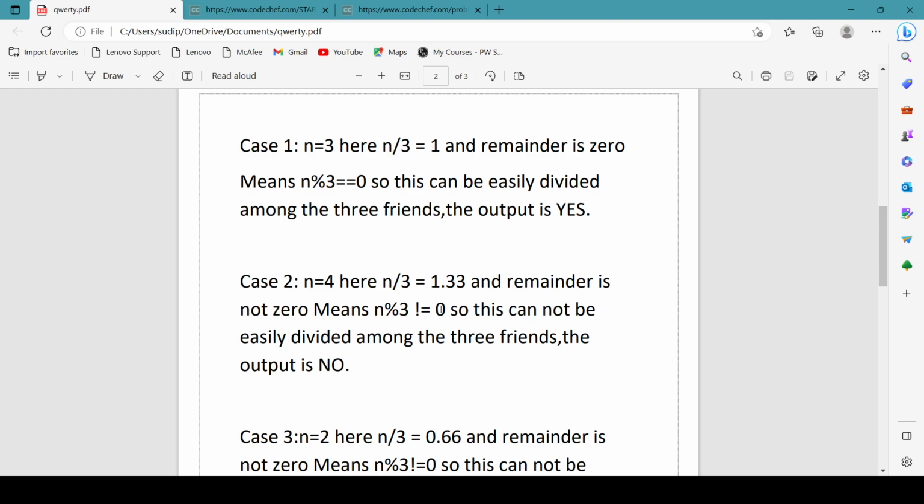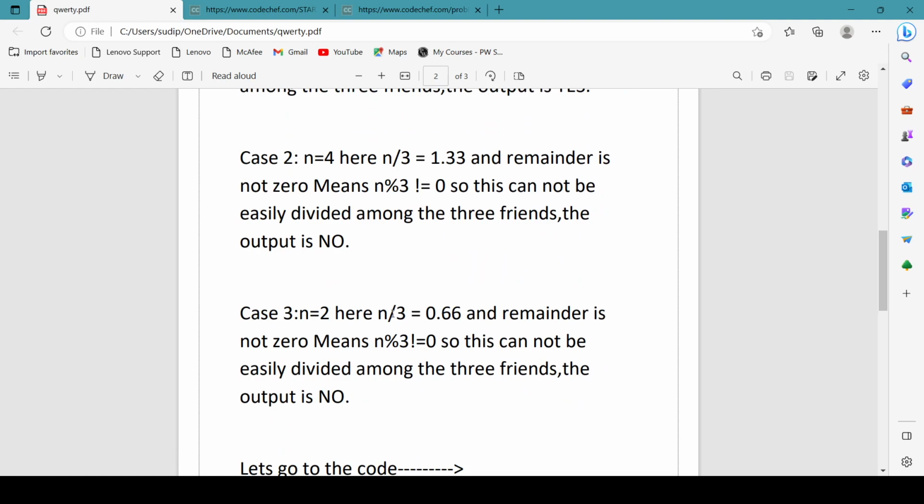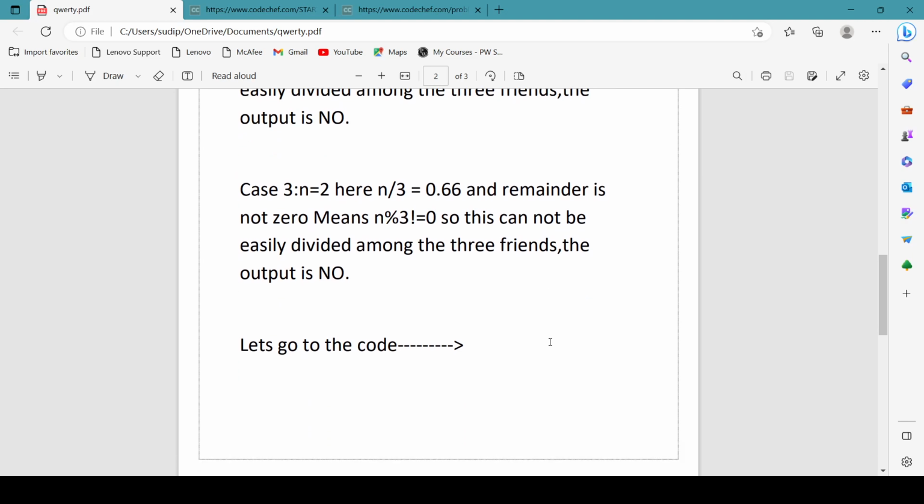The output is no. In these cases, there will be a remainder of 1, which means after division of 3 candies among all the 3 friends, 1 candy will remain as the remainder. In case 3, n by 3 equals 0.6, the remainder is not 0, meaning n modulo 3 is not equal to 0. So this cannot be divided equally among the 3 friends and the output is no. Let us go to the code and check the code.